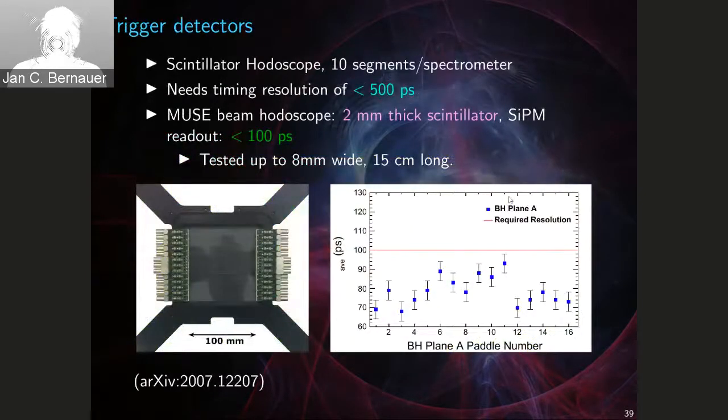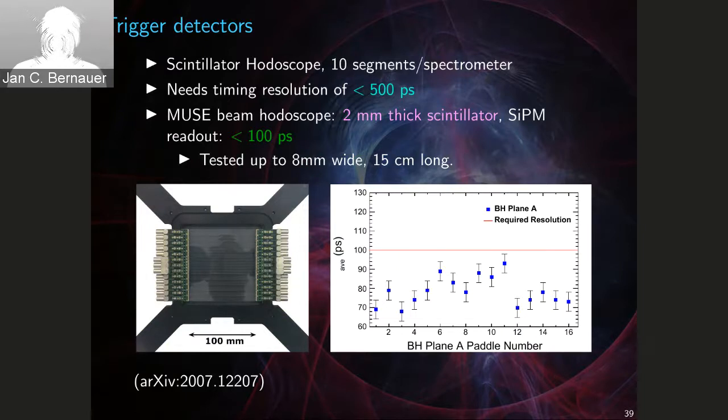The trigger detectors, so that would be a scintillator hodoscope. We are planning for 10 segments per spectrometer. We could increase this number a little bit, maybe, if we have to. We need timing better than 500 picoseconds or so. Well, that's actually not a big deal, or not unsolved.